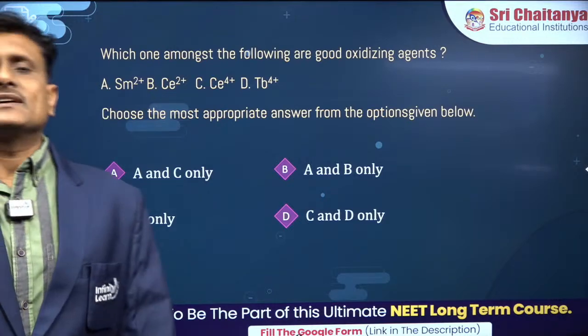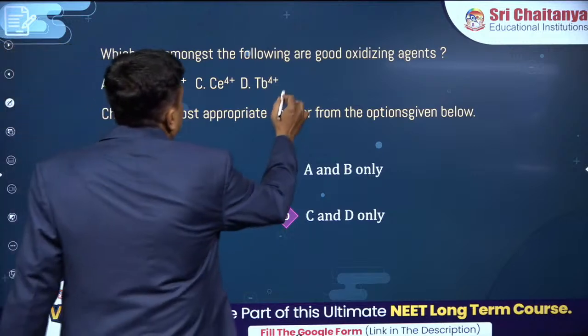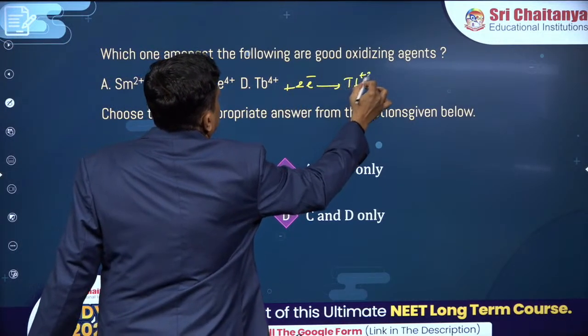Next one, good oxidizing agent. That means they are taking the electrons from others to get converted into the lower oxidation state.